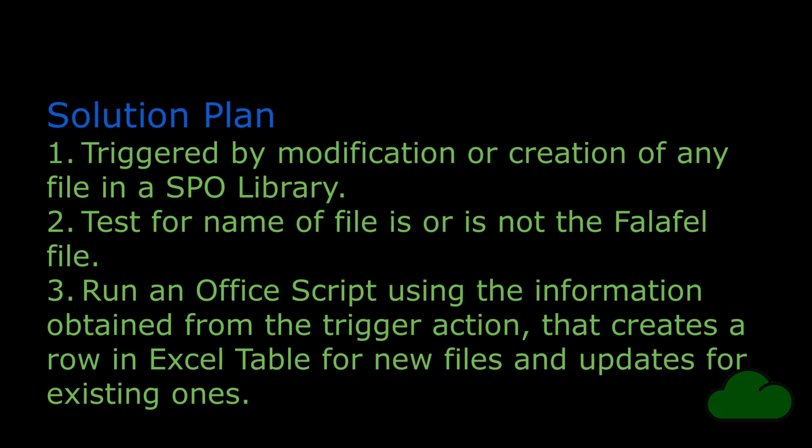Here is the solution plan. First, the flow is triggered by modification or creation of any file in a SharePoint library. Next, we test whether the name of the file is or is not the falafel file. Then, we run an Office script using the information obtained from the trigger action. This creates a row in an Excel table for new files and updates existing ones.